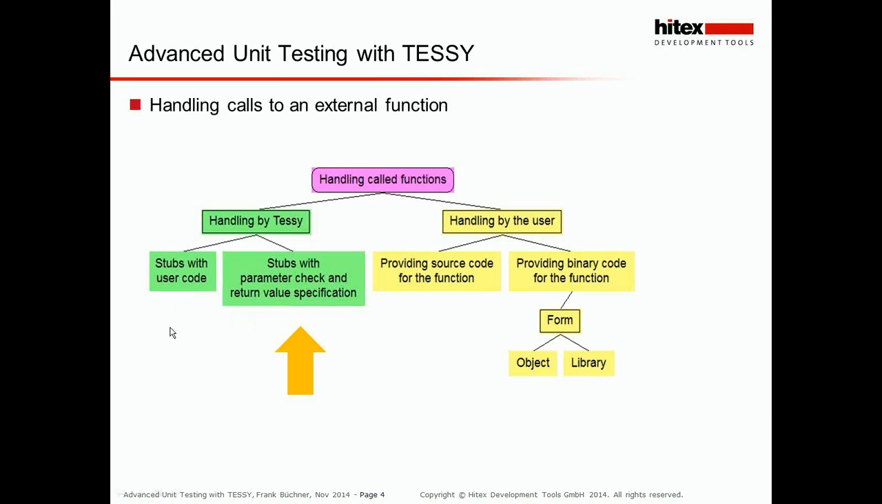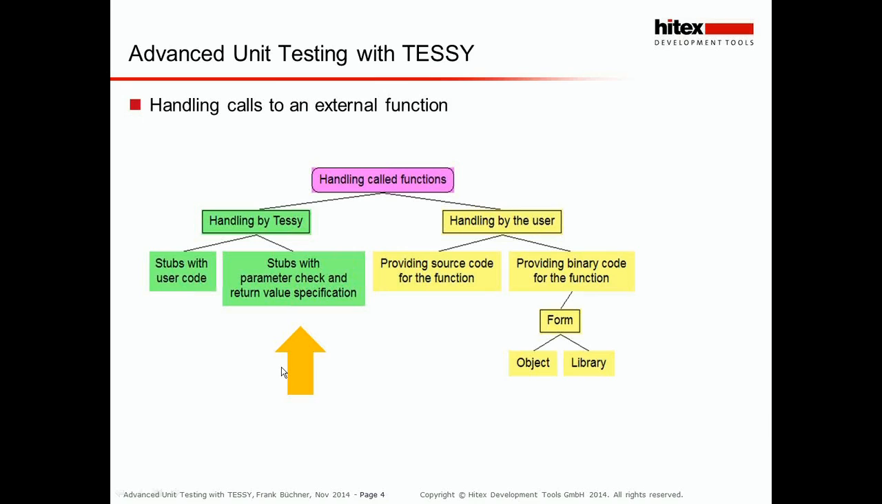There's another kind of stub function which allows the user to edit the body of the stub function to provide C source code and such things. I will show this a little bit later. So this green part here is when TESSY takes over the handling of such a called function. As I said, I, the user, can also handle this by providing, for instance, C source code where absolute is implemented in, or providing a binary code, an object code where absolute is implemented in. This could be a library or whatever. We will see this later.